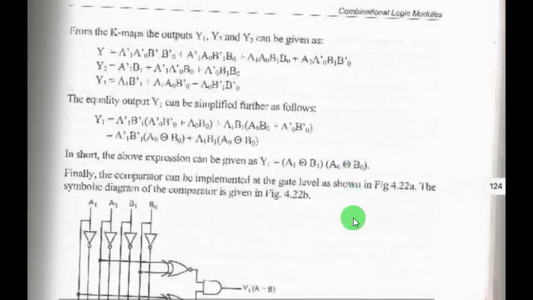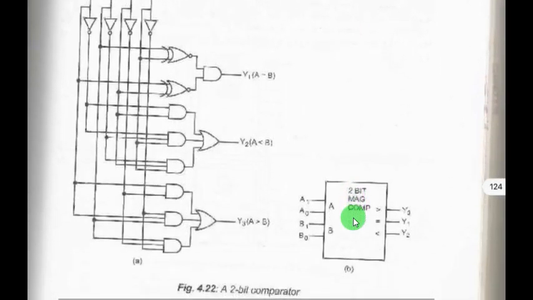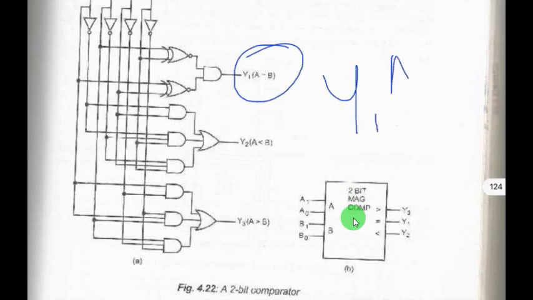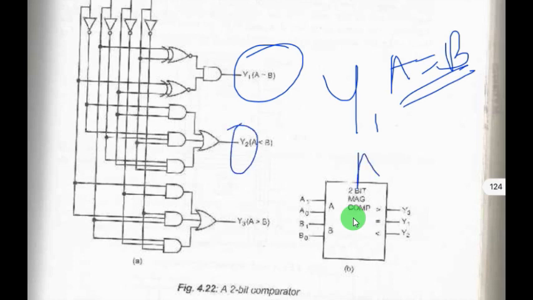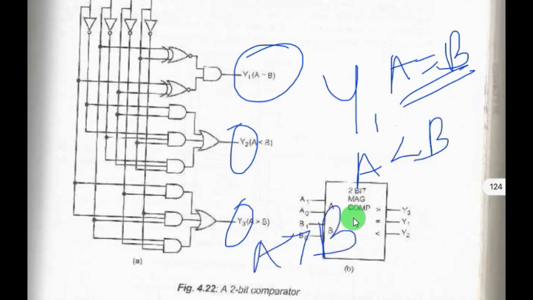The following is here. The following is this one. Y1 is true if A is equal to B. Okay? Y2 is true if A is less than B. And Y3 is true if A is bigger than B. So we are simply comparing.